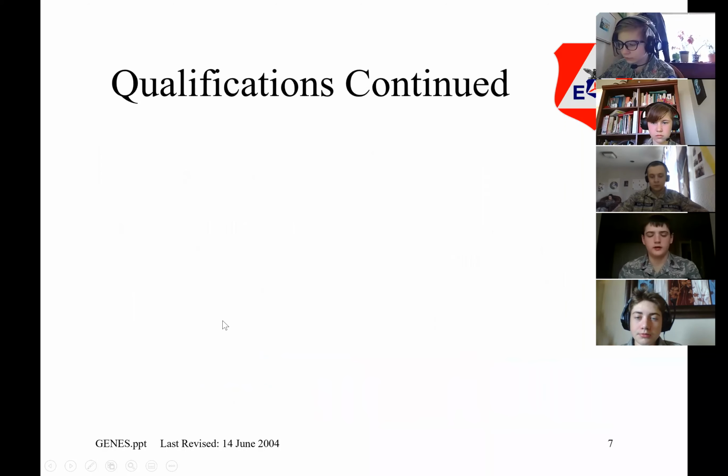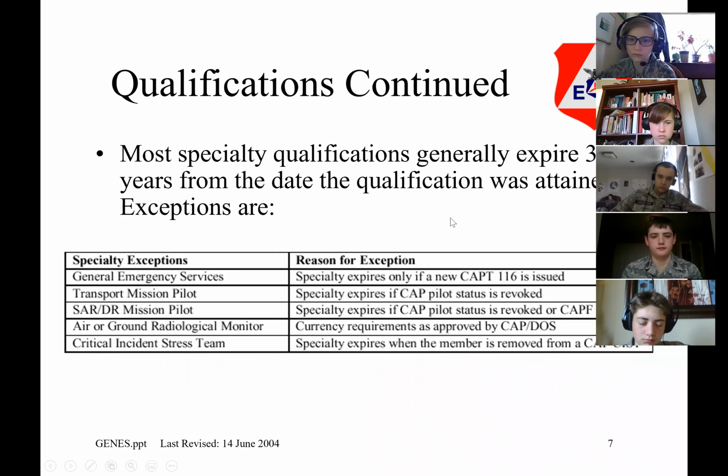How long does your certification usually last? Hint, that's a test question, possibly. 36 months, three years, with some exceptions. As you see on this slide, your GES is permanent unless you take the test again and pass it, which resets your date. Transport mission pilot says here permanent unless the pilot status is revoked. If you're a SAR pilot, same thing.